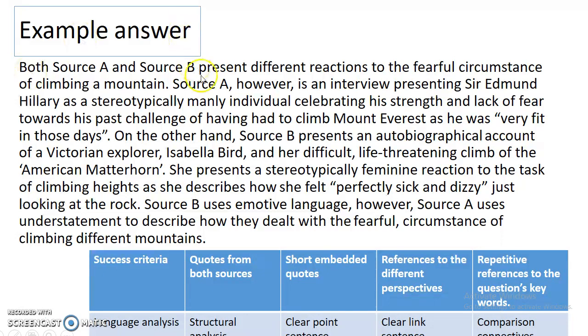Source A, however, is an interview presenting Sir Edmund Hillary as a stereotypically manly individual, celebrating his strength and lack of fear towards his past challenge of having had to climb Mount Everest, as he was very fit in those days. On the other hand, I could have used a paragraph space there, but anyway. Source B presents an autobiographical account of a Victorian explorer, Isabella Bird, and her difficult, life-threatening climb of the American Matterhorn.